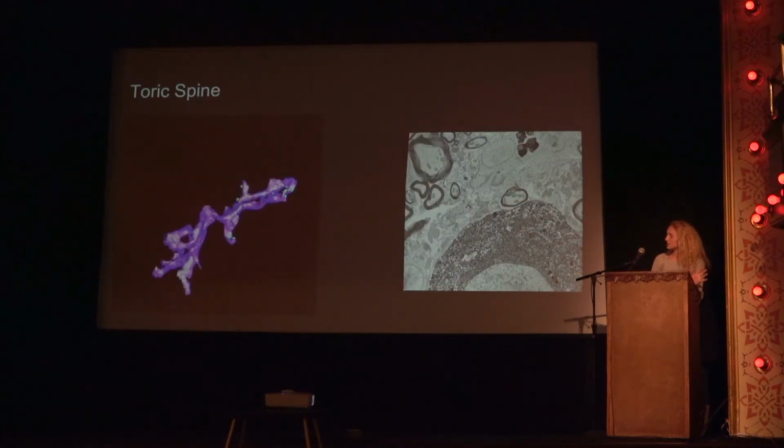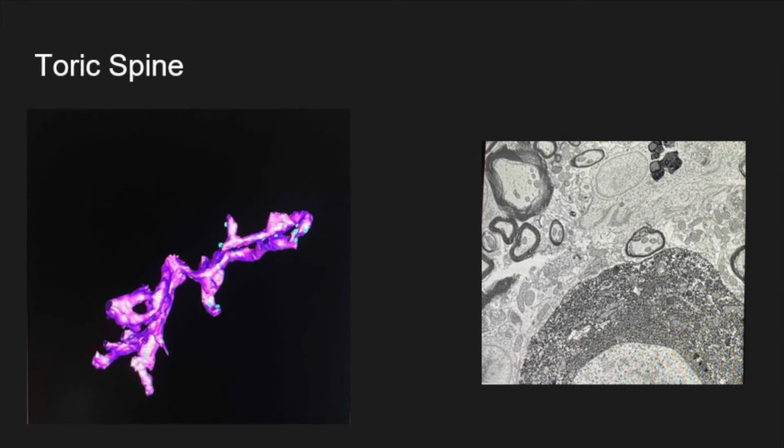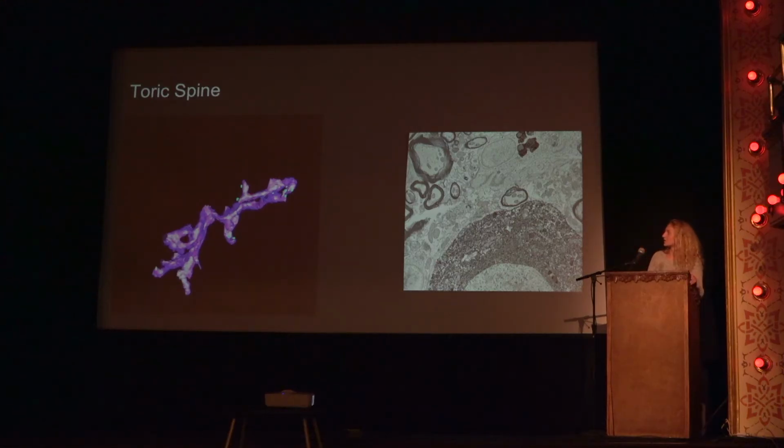So basically what I was studying was a toric spine, so that's what we were getting pictures of with the serial block electron microscopy. Right here we have a cross section, and I would trace sections of it. For example, if you can see right up there, that is a cross section of a toric spine. And then on the far side of the screen, you can see the fully completed toric spine. After tracing tons and tons of these cross sections, I was finally able to create that 3D replica of a toric spine.